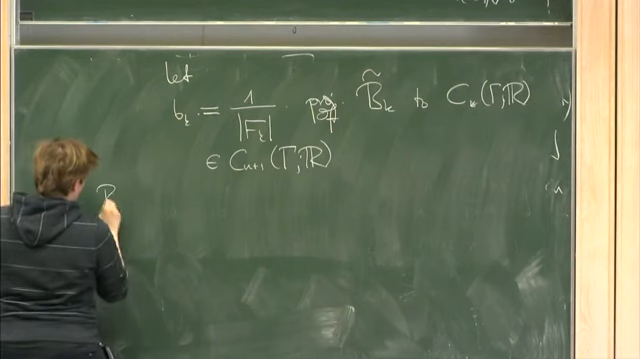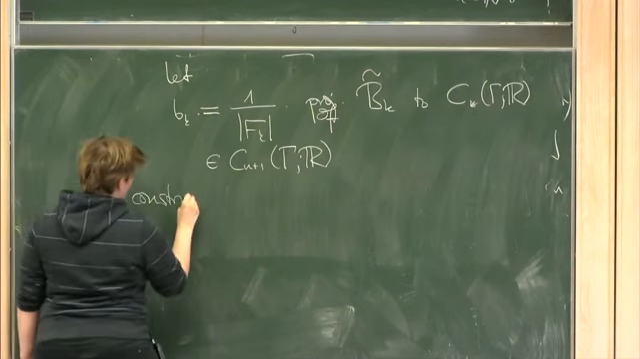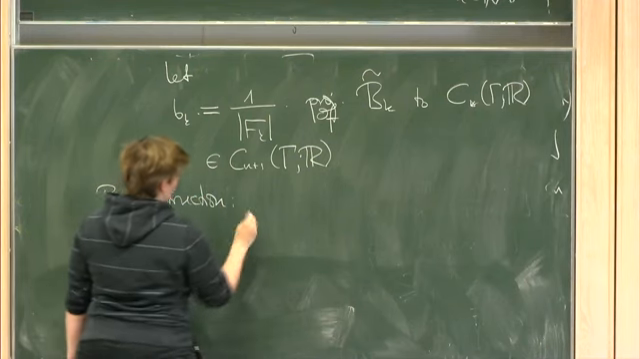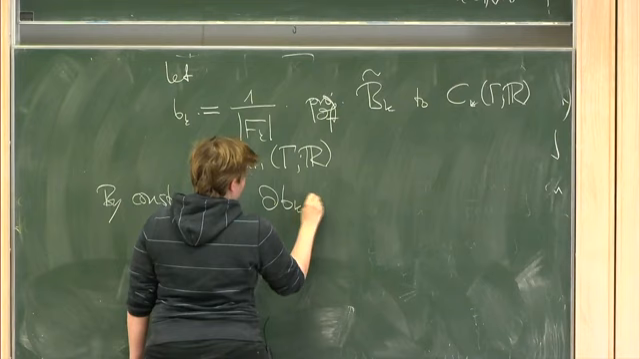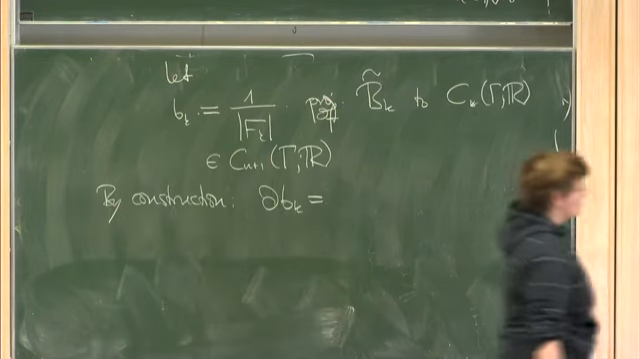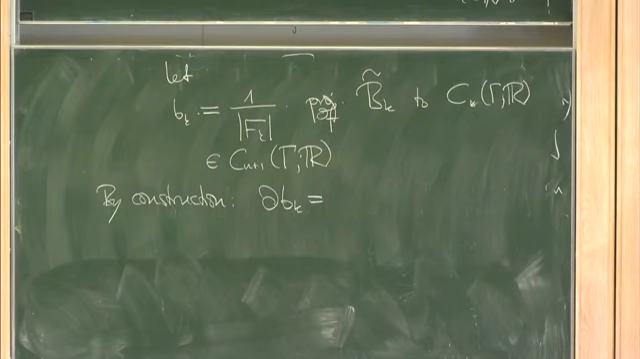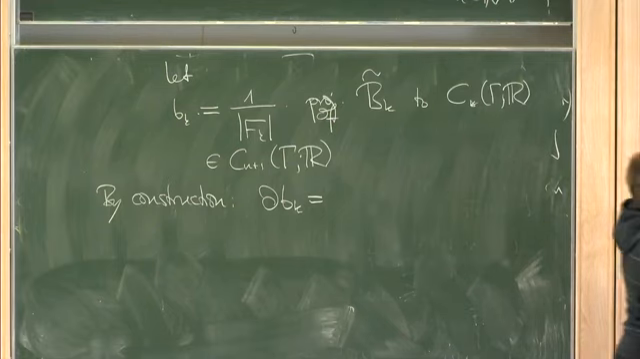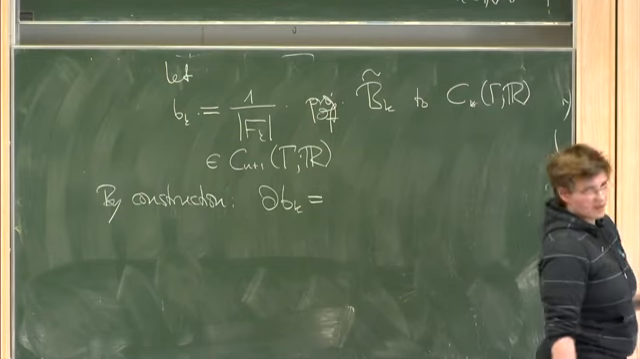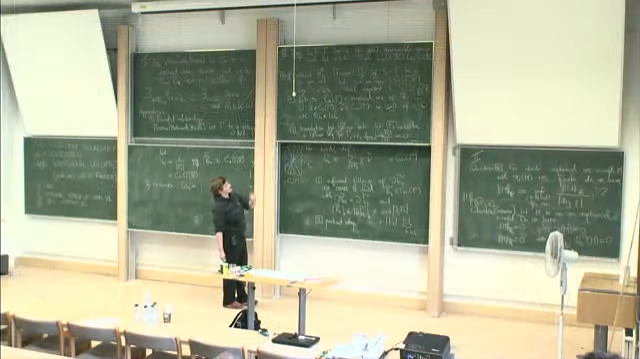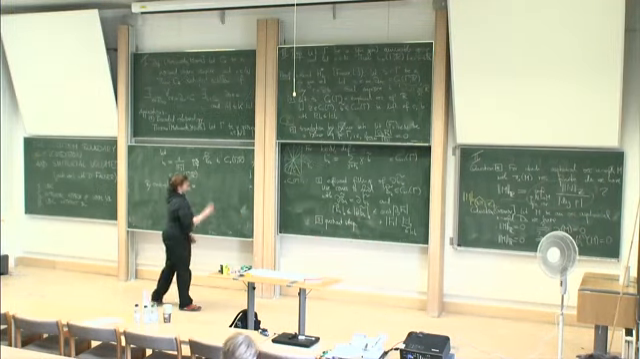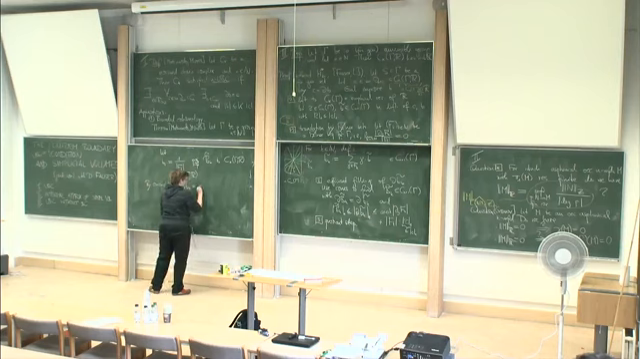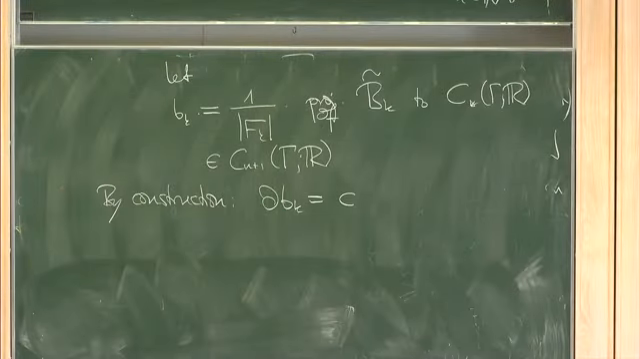So what do we have? By construction, the boundary of b_k is basically the projection of the boundary of capital B_k tilde. But by construction, the boundary of capital B_k tilde is just taking |F_k| times the boundary of b tilde, and if we project it down, this is just C. That's the thing that we wanted to have, right?